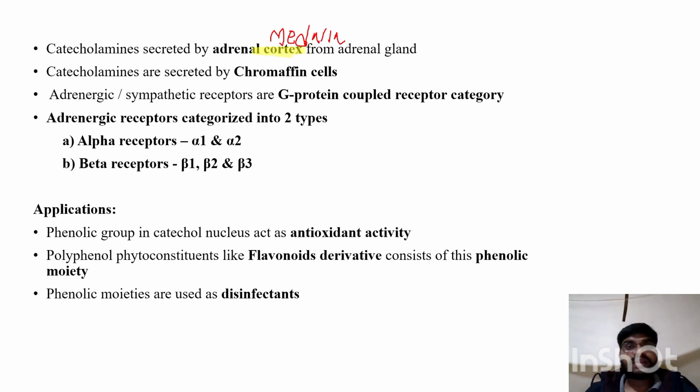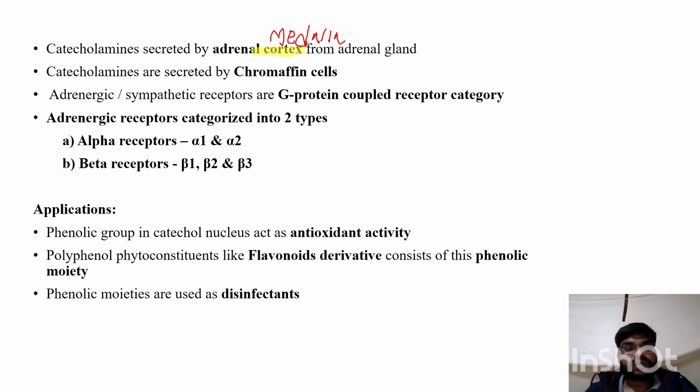This is the adrenal medulla, not the adrenal cortex. From the adrenal medulla only, these catecholamines are secreted by chromaffin cells. Adrenergic or sympathetic receptors belong to the G protein coupled receptor category. Adrenergic receptors are categorized into two types: alpha receptors and beta receptors. Alpha receptors include alpha 1 and alpha 2, and beta receptors include beta 1, beta 2, and beta 3. Coming to applications, the phenolic moiety in the catecholic nucleus acts as an antioxidant.